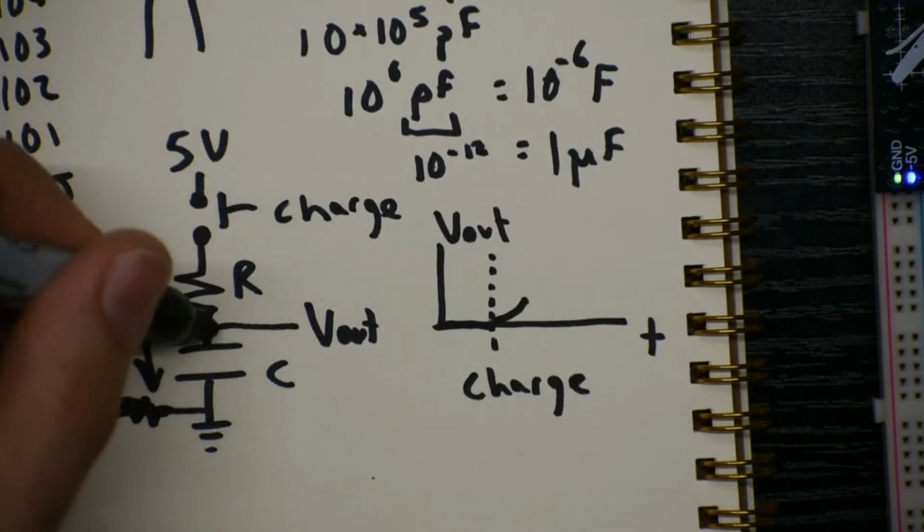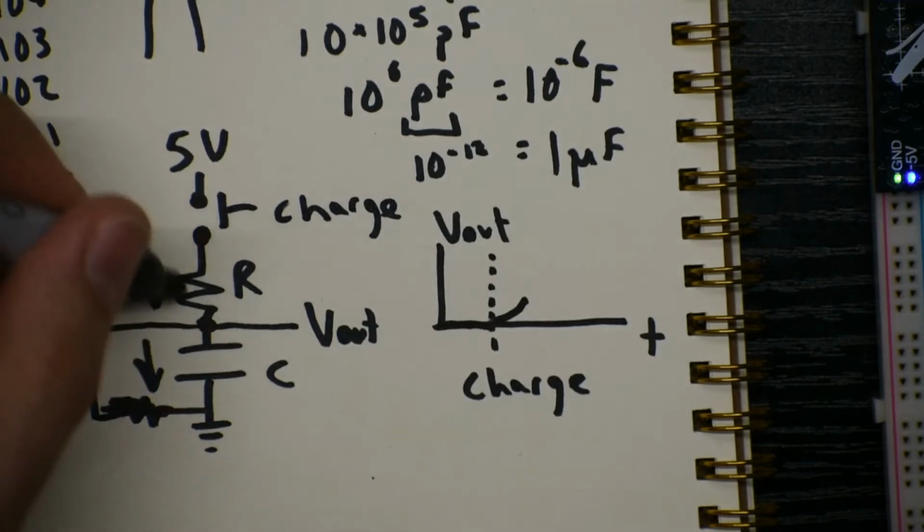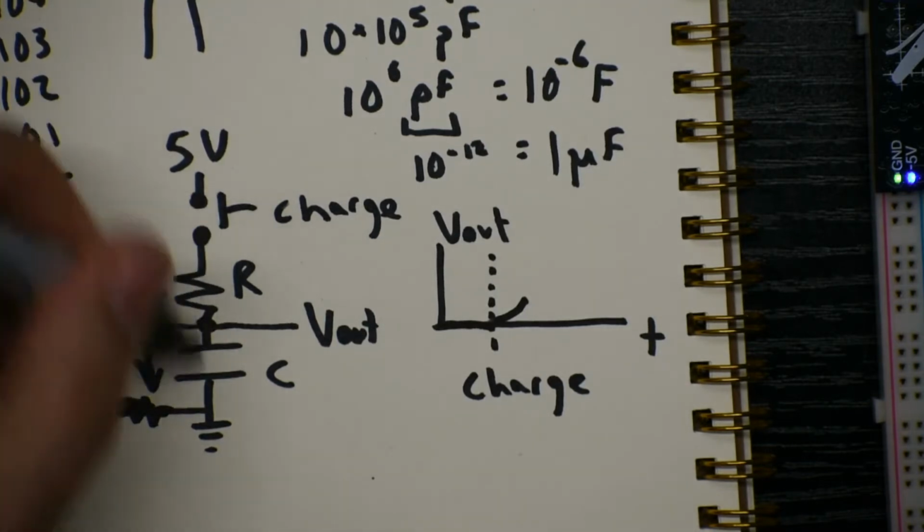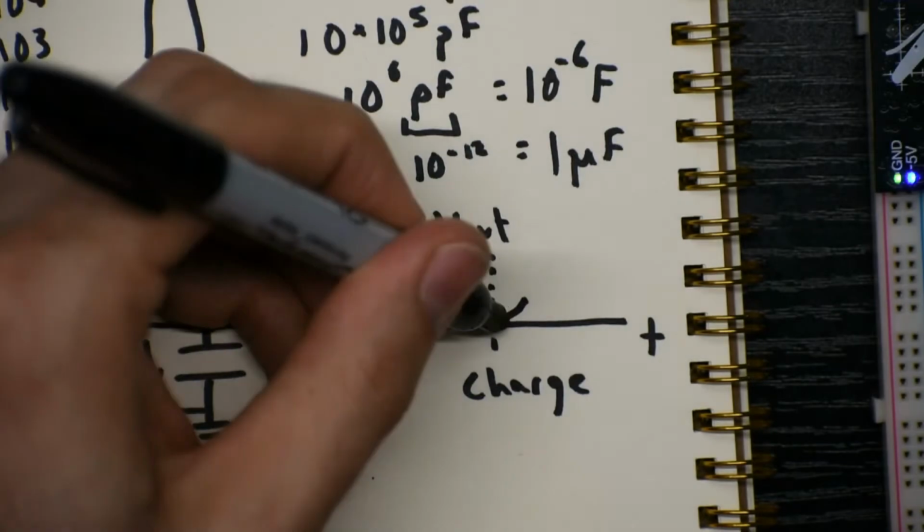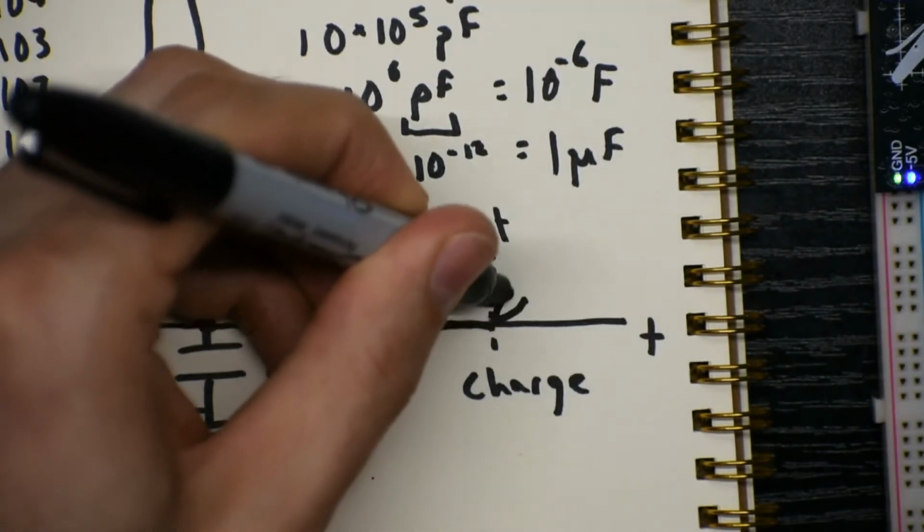And eventually we'll charge all the way up to 5 volts, and there'll be no more current because all of the voltage will be across the capacitor instead of being across the resistor. So that'll look like, okay, I drew that slope wrong. It's going to look like this kind of a curve.